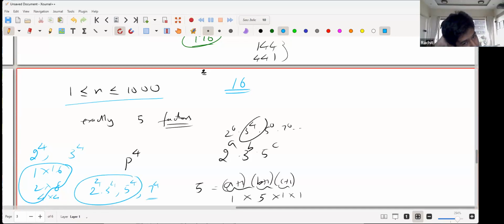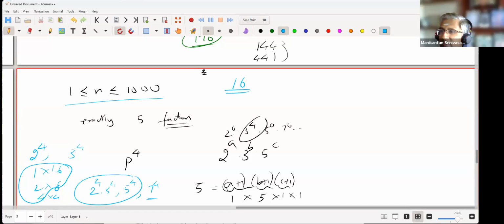What about 1? 1 will have only one factor, no? We want numbers which have 5 factors. So it must be a prime number power 4. 1 is not prime. So 1 power 4 will not count. The prime factorization will not have 1 in it. 1 is neither prime nor composite. It's unique. Good question. 1 is not prime. Therefore, it does not figure. 1 is the only number which has exactly 1 factor. Every prime number has 2 factors.